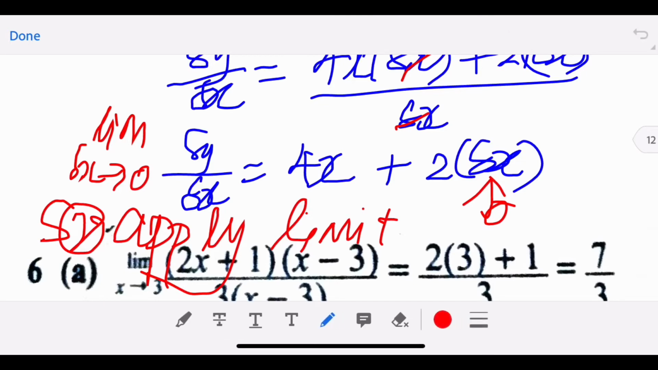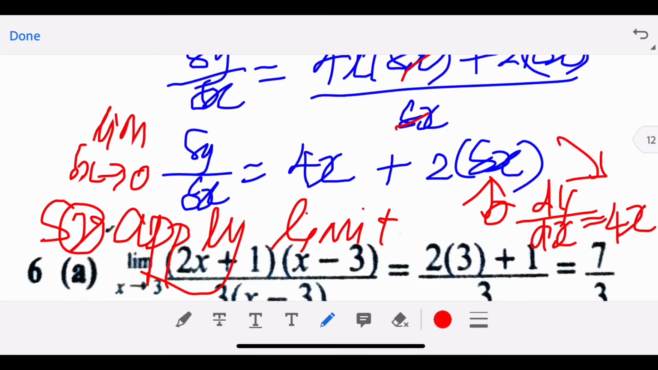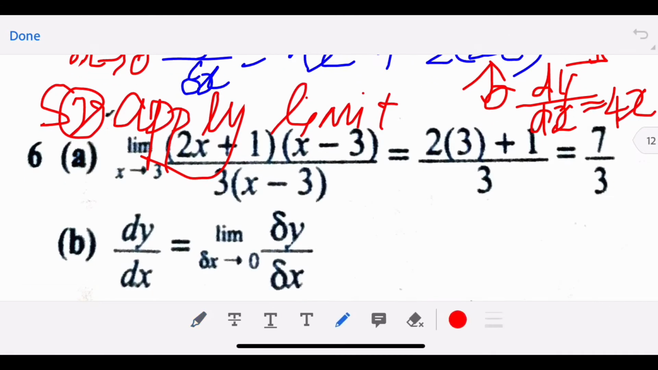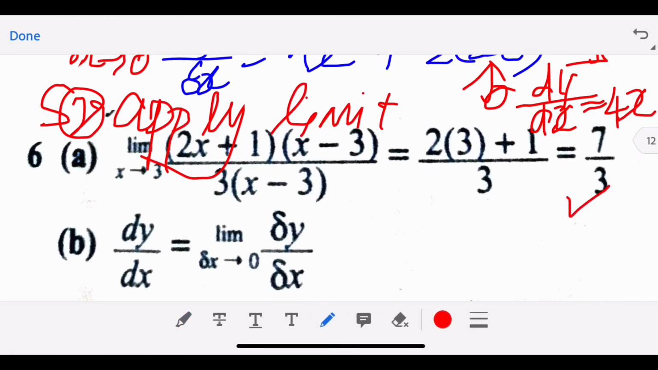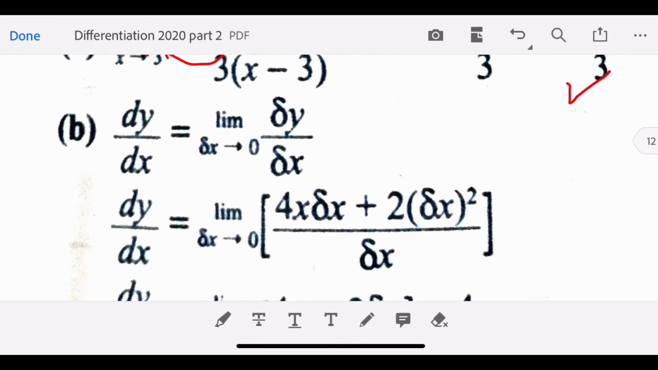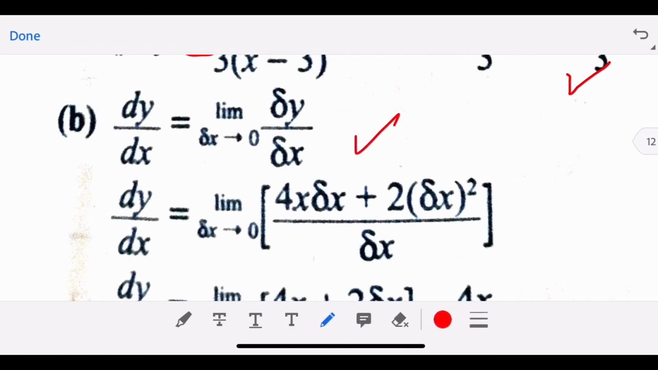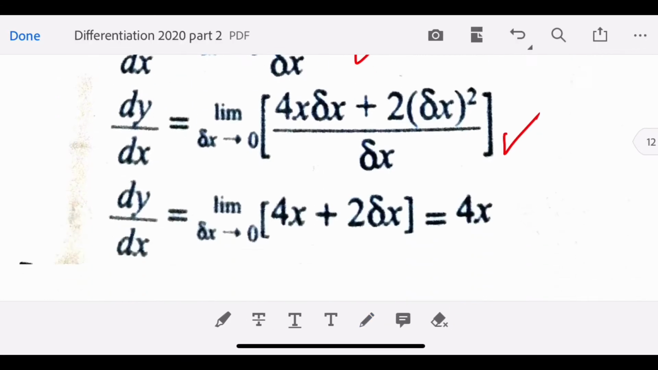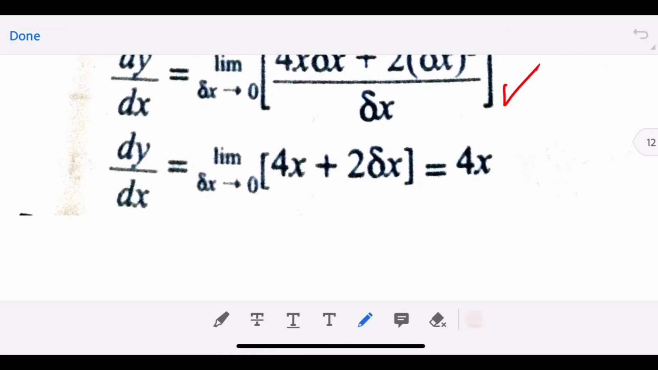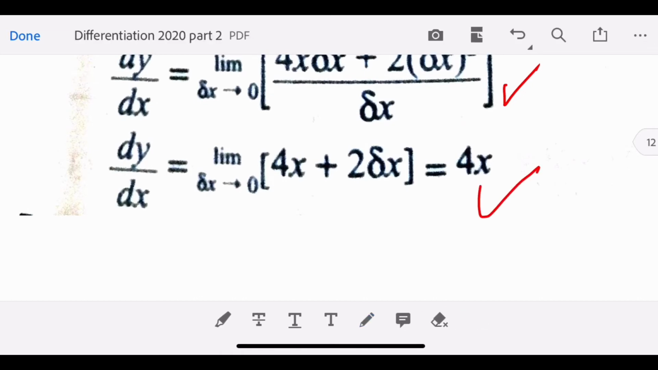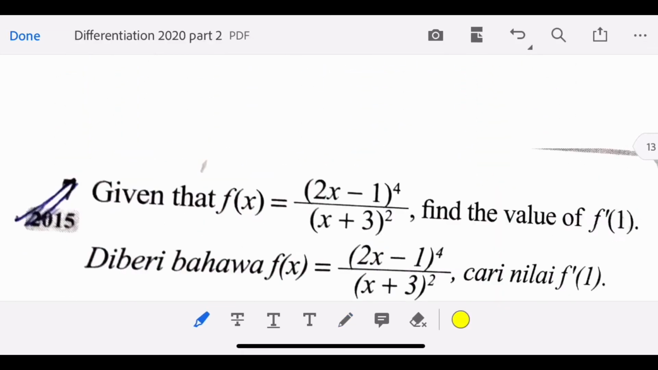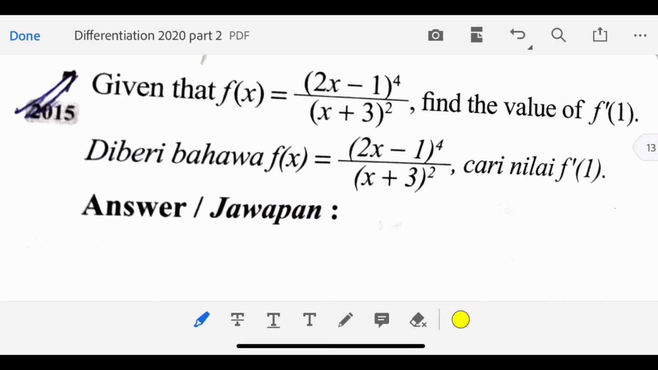Just follow the question. It looks very weird for you, right? But you just follow what the question wants. Okay, that's all. That's the meaning of dy dx. How they come up with dy dx is they use delta y over delta x, then the limit for delta x approaches 0. Okay, settle. That one is very theoretical. Now you go to the next one.